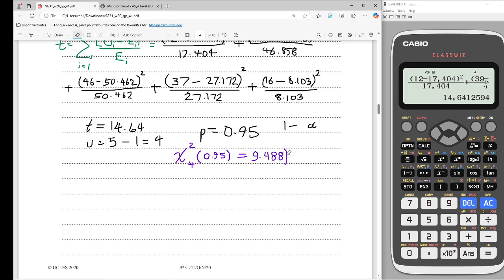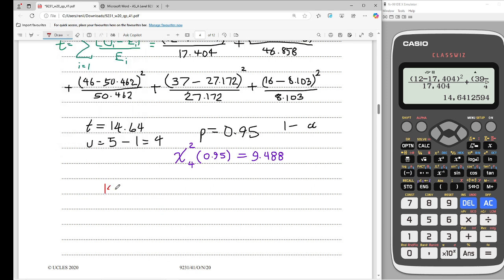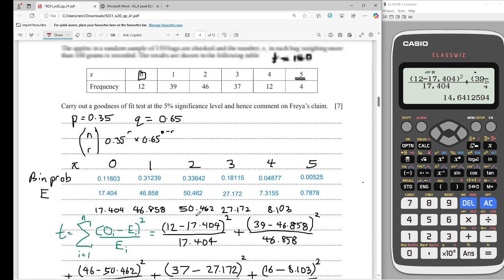Oh, wait, we don't need that. Yes. And finally, the last step of every single test is to actually compare the test statistic, 14.64 in this case, with our critical value, which is 9.488. And you can see over here.